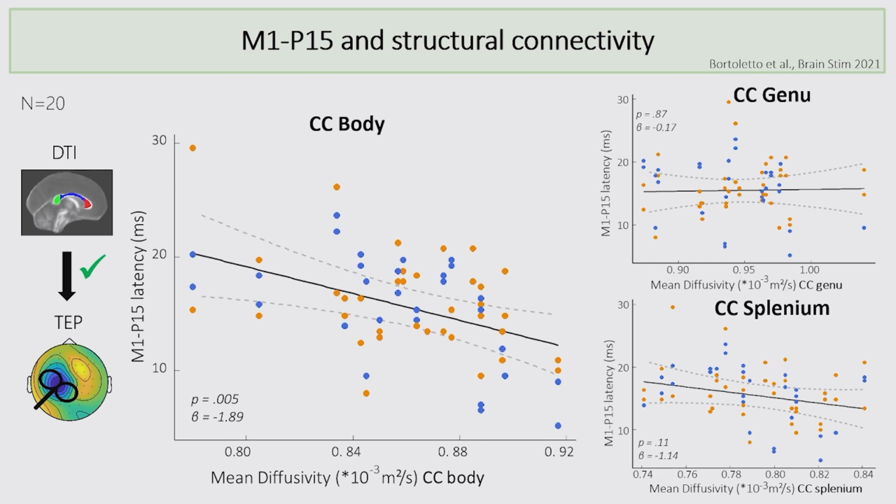So the results of the first study supported our hypothesis. As you can see here, the latency of the M1P15 showed an association with the mean diffusivity of the body of the corpus callosum, which is that part of the corpus callosum that connects the motor areas. And this relationship was not present for other parts of the corpus callosum, like the genu and the splenium.